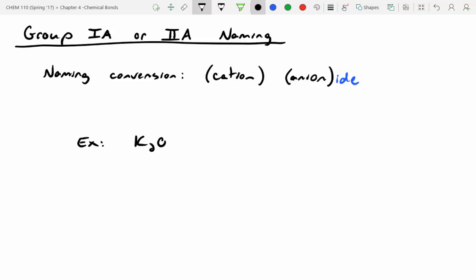Got K2O. So what's the cation going to be here? Potassium or the oxygen? Potassium, right? Potassium's group 1A, so it's got to be our cation. So that goes first. And then oxygen goes next. But we don't have the full oxygen name. We change it to oxide, right? So this would be potassium oxide.